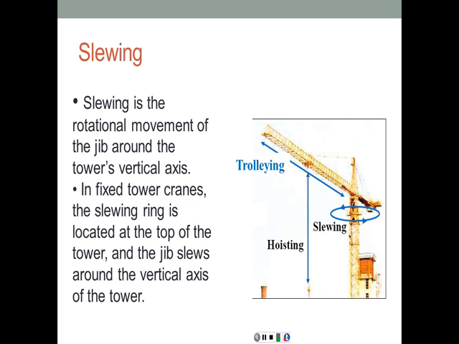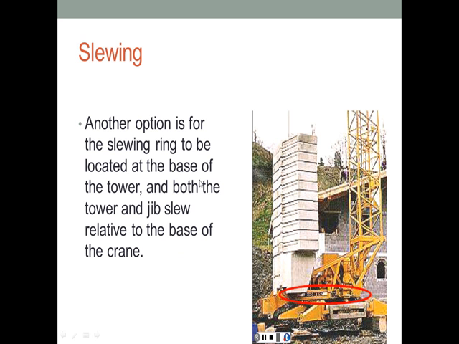In some cases, you might have that slewing ring located at the bottom of the mast, as we have in this picture. So another option is for the slewing ring to be located at the base of the tower, and both the tower and the jib slew relative to the base of the crane. So all of this is going to rotate.